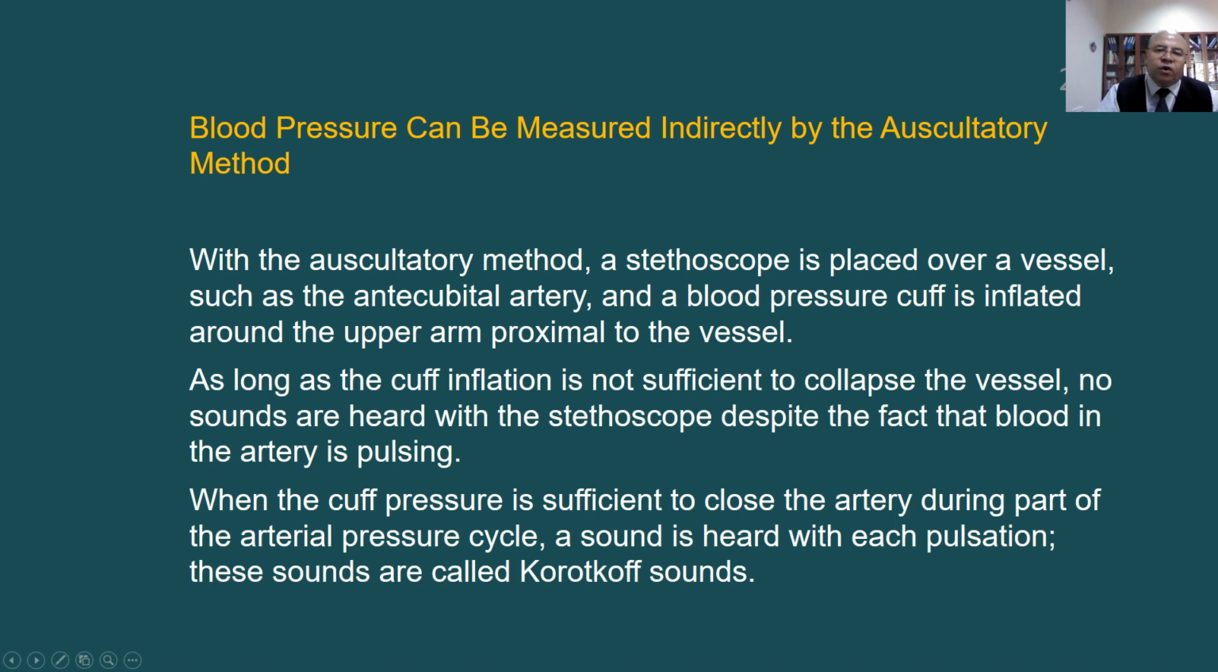With the auscultatory method, a stethoscope is placed over a vessel such as the antecubital artery, and the blood pressure cuff is inflated around the upper arm proximal to the blood vessel. As long as the cuff inflation is not sufficient to collapse the vessel, no sounds are heard with the stethoscope, despite the fact that blood in the artery is pulsing. When the cuff pressure is sufficient to close the artery during part of the arterial pressure cycle, a sound is heard with each pulsation. These sounds are called Korotkov sounds.